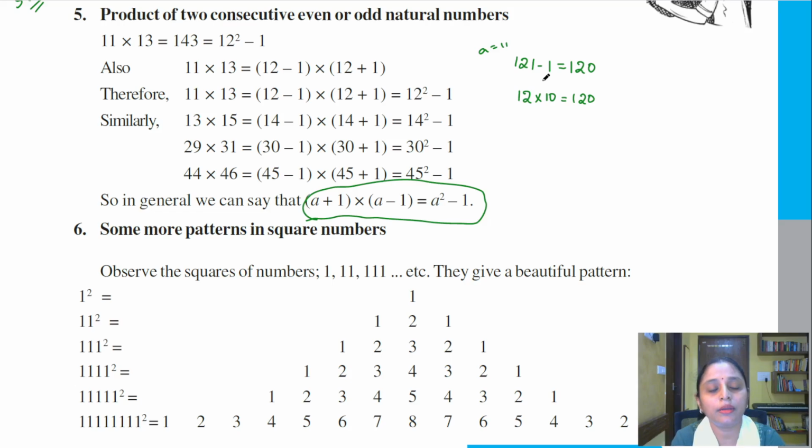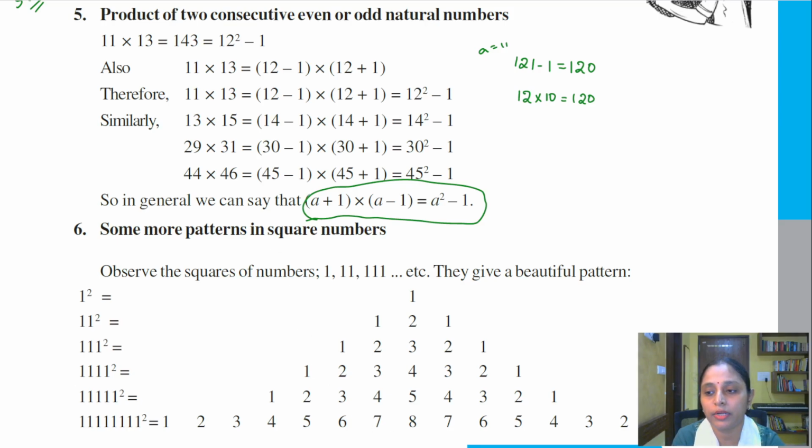So from this, you can make an interesting observation that whatever perfect square is given to you, the number to the left of it on the number line, when you subtract 1, it is always a composite number. Okay, it is not a prime number, because I can write it as a product of two consecutive even or odd numbers, right? So that is one observation you can make out of this. So this is about the product of two consecutive even or odd numbers, right?